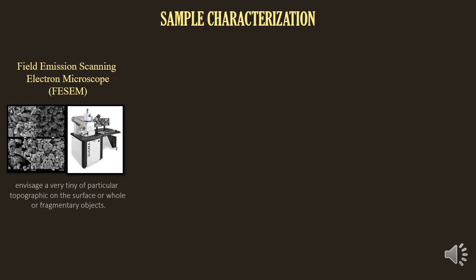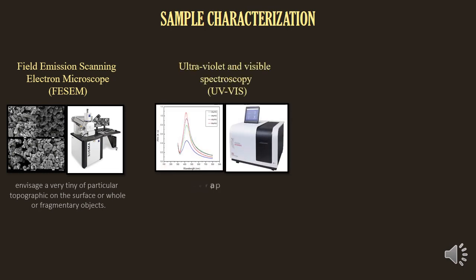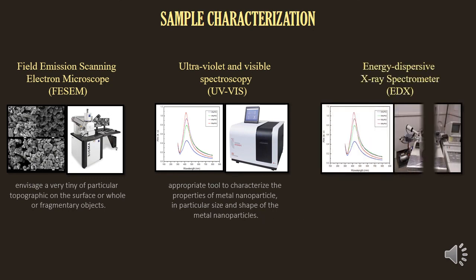The second one is ultraviolet and visible spectroscopy, which is an appropriate tool to characterize the properties of metal nanoparticles, in particular size and shape of the metal nanoparticles. The last one is energy dispersive X-ray spectrometer, which is a powerful technique used to verify the elemental analysis as tiny as cubic micron of.